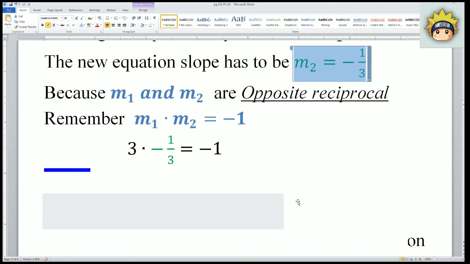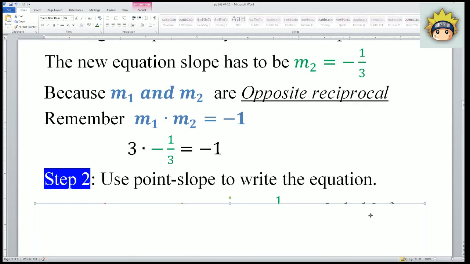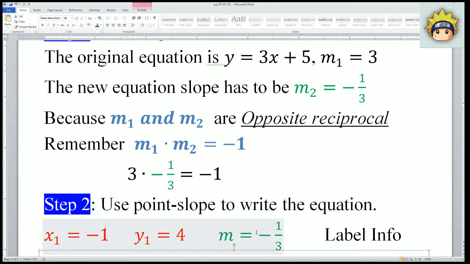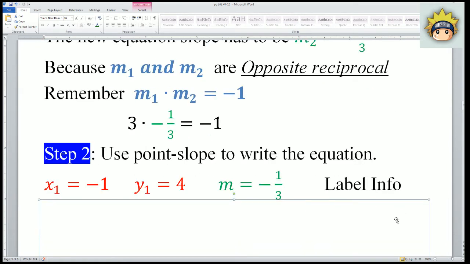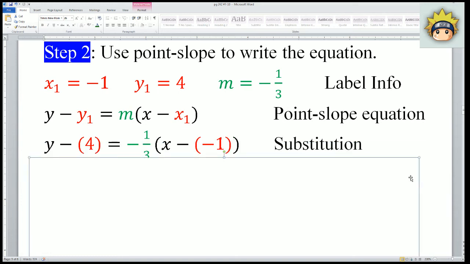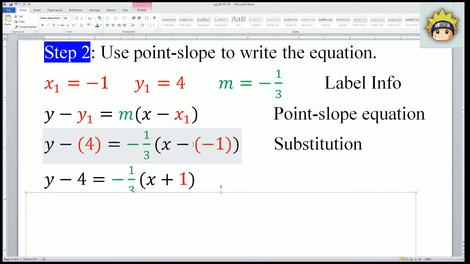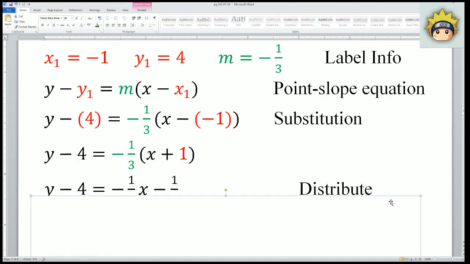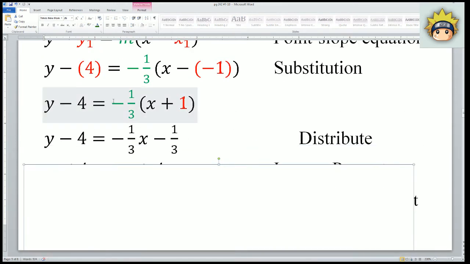Okay? Next, after that, you can use the point-slope equation. X1 is equal to negative 1, Y1 is equal to 4, M is equal to negative 1 over 3. Label the information like before. Point-slope equation, make your substitution, simplify: subtracting a negative becomes an addition. Distribute, okay? Again, negative 1 over 3 times x is negative 1 over 3x. Negative 1 over 3 times 1 is negative 1 over 3.